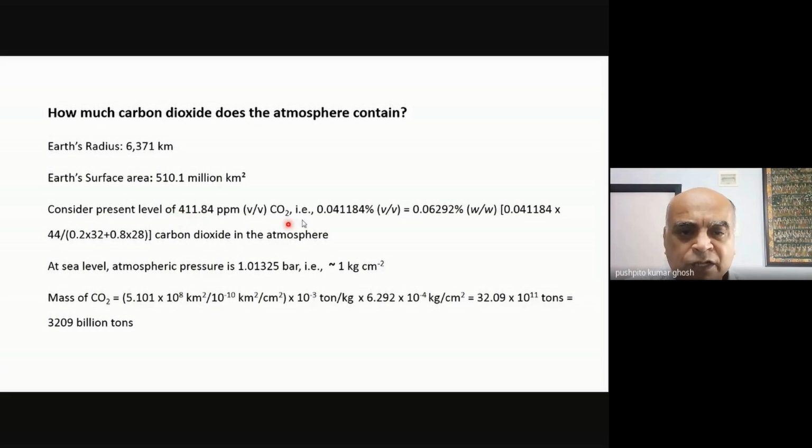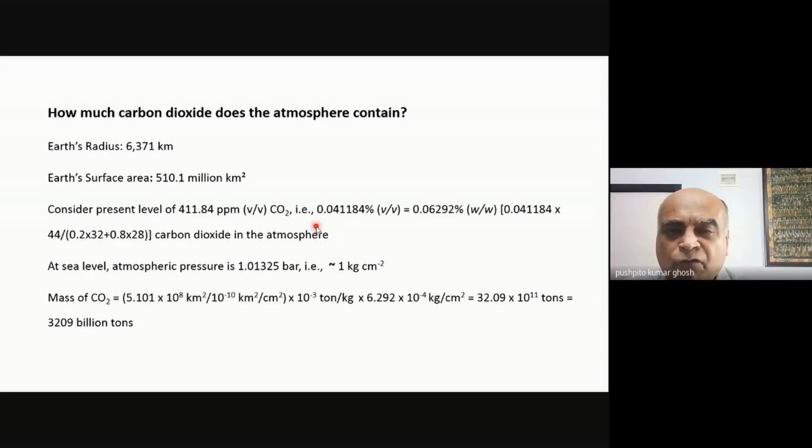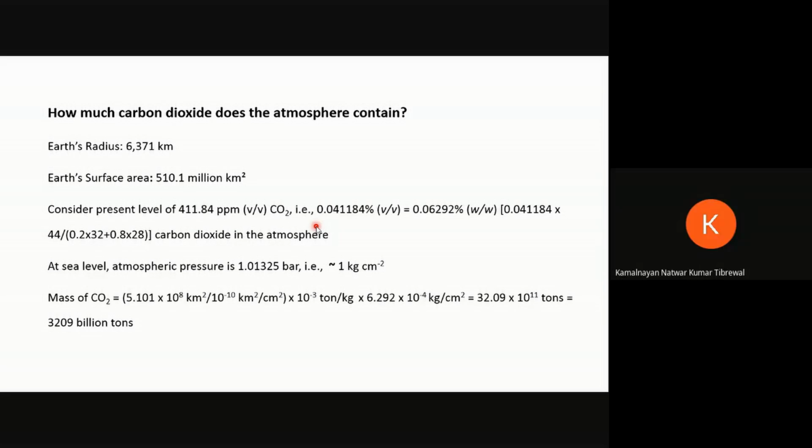Now I also have the data of ppm. This 411.84 ppm of carbon dioxide is actually a volume by volume figure. Now I can convert that into a weight by weight figure, because in this I need mass. That's effectively the weight we're talking about. So what is the molecular weight of carbon dioxide? 44 grams. And of oxygen and nitrogen? Oxygen 32, and nitrogen 14, so 28, because of N2.